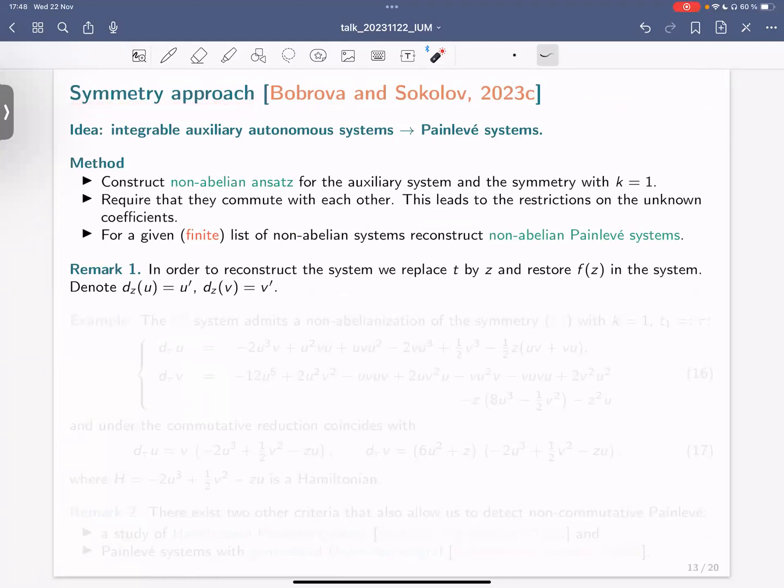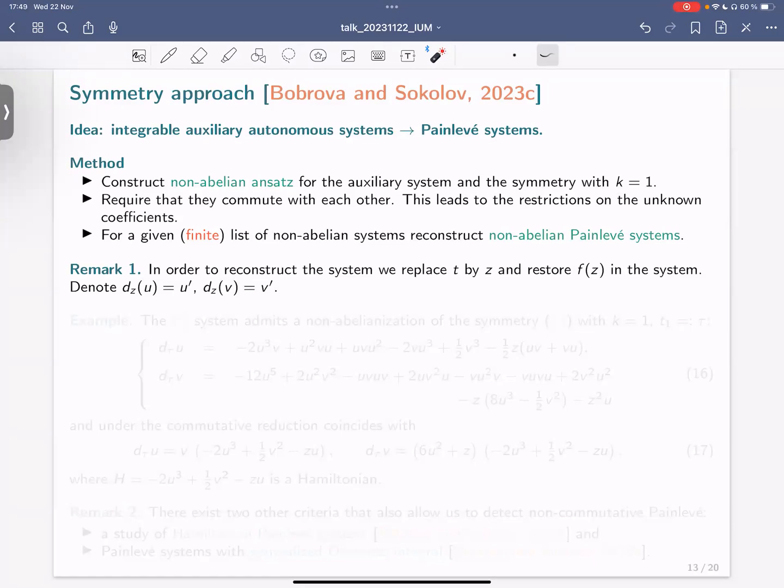So let me describe the symmetry approach in this classification problem. The idea is the following. We first find integrable auxiliary autonomous systems of the Painlevé type, and then we'll recover the corresponding Painlevé systems. This method is based on the following steps. We first construct a non-Abelian ansatz for the auxiliary system and for its symmetry with K1. Then we require that these two systems commute with each other, and this condition leads to restrictions on the unknown coefficients.